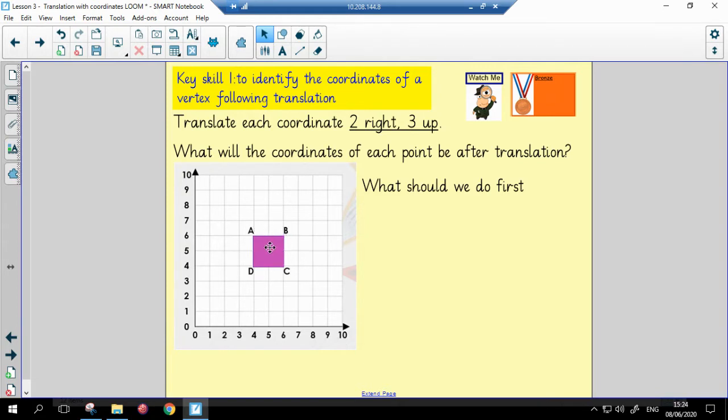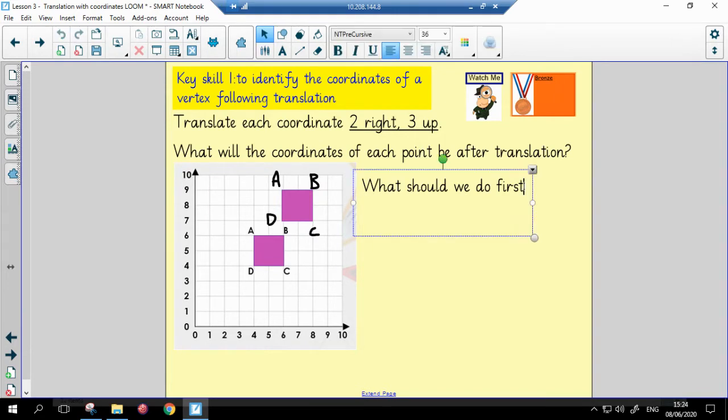Now, I'm going to do it with the whole shape as it's quite tricky on the computer, so bear with me. I'm going to go 2 right, 1, 2, and then 3 up, 1, 2, 3. Now, the next thing I suggest you do is to label each of the vertices, so when it comes to writing the new coordinates down, you don't get them muddled up. So there's A, B, C, and D. And now all we need to do is to find the coordinates of each.